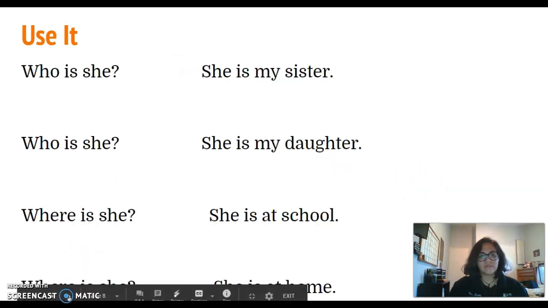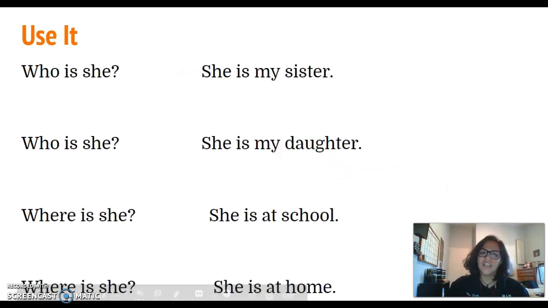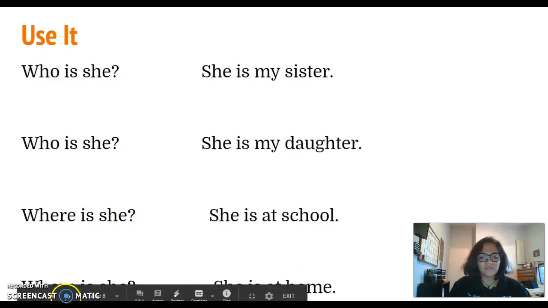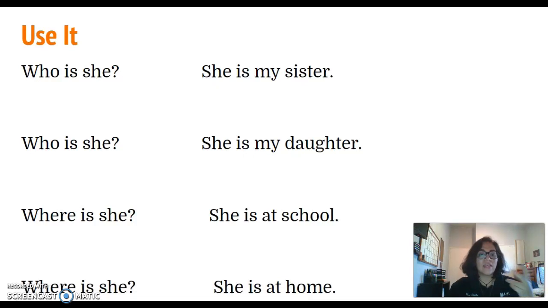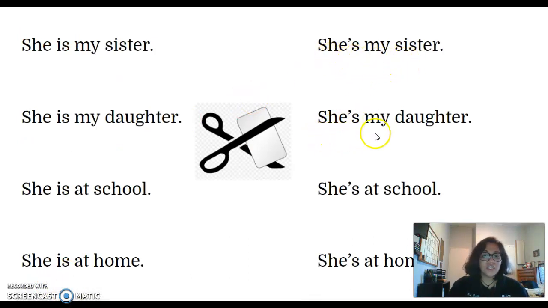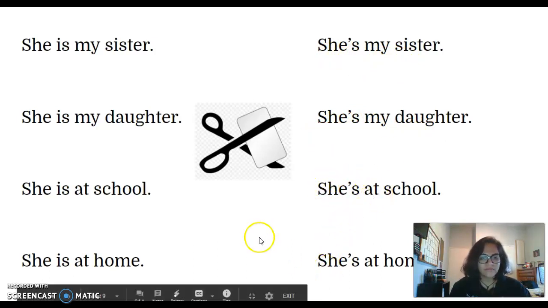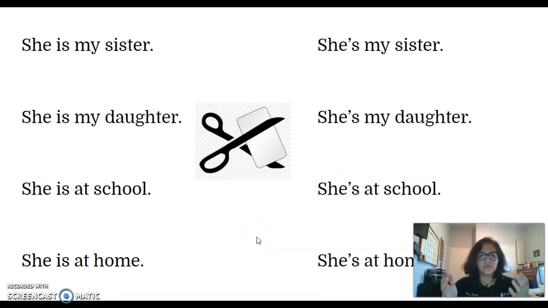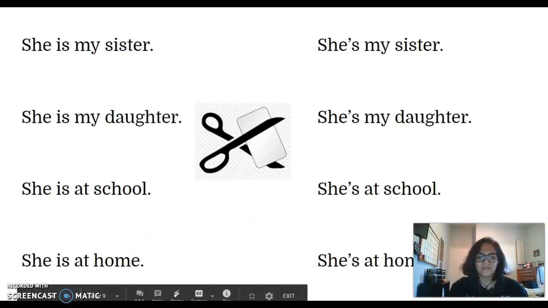Here are examples. Who is she? She is my sister. She is my daughter. Where is she? She is at school. She is at home. So that's the long way. But we can cut it and make the contraction she's. For example, she's my sister. She's my daughter. She's at school. She's at home. So she is was cut to become she's, and that's the contraction she's.